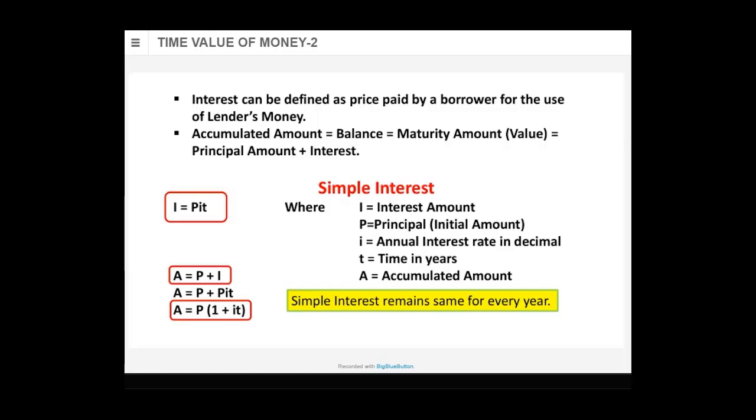Or you know the interest for 7 years is so much. Let's say interest is 5,600 for 7 years. So 5,600 divided by 7, whatever comes, that will be my interest for 1 year.